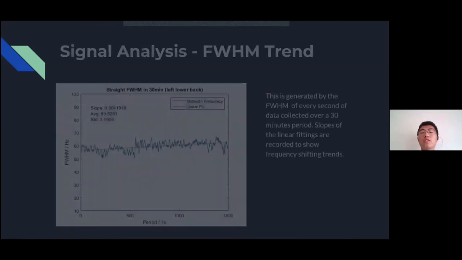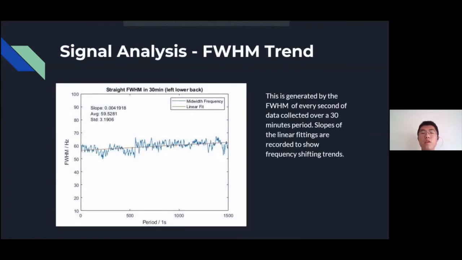Now let's see the result. This is a graph after we plotting out all the FWHM in the 30 minutes period. And the slopes of the linear fitting are recorded to show frequency shifting trends. From here, you can see the shifting trends or linear fitting, the slope of it is kind of positive, which means muscle doesn't get really fatigued in this period of time.